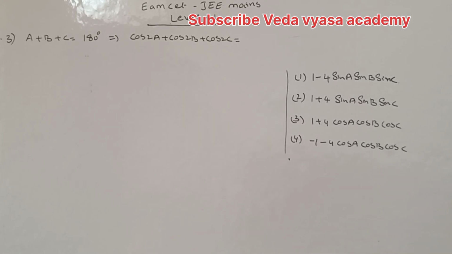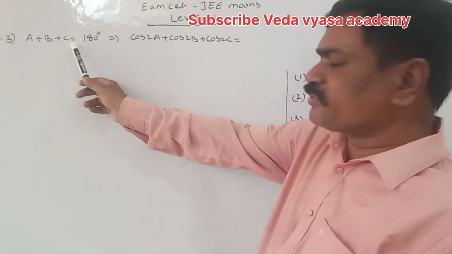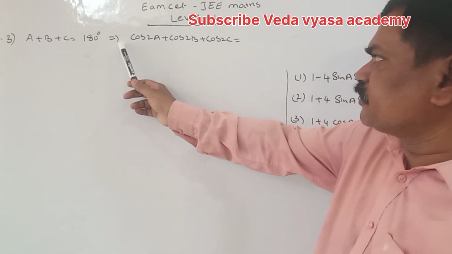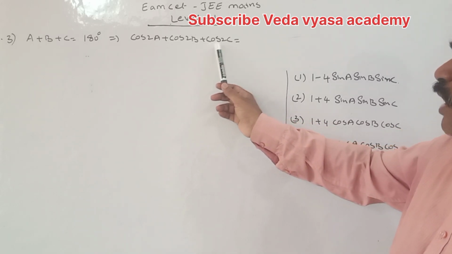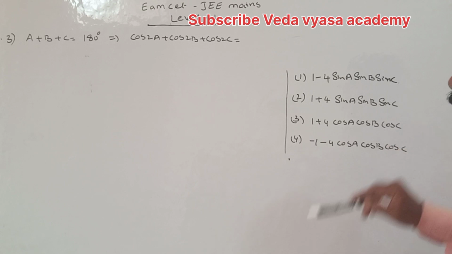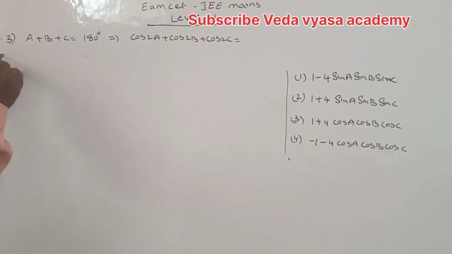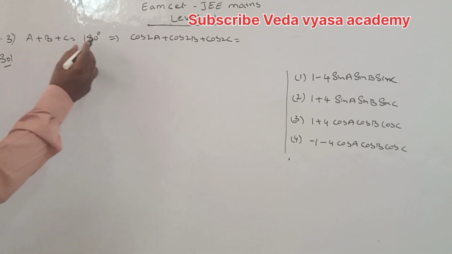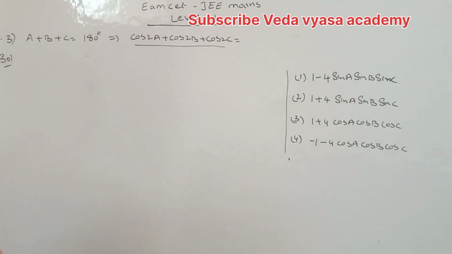Dear viewers, we have the problem: a plus b plus c is equal to 180 degrees implies cos 2a plus cos 2b plus cos 2c is equal to. The options are given. So here, what is given? A plus b plus c is equal to 180 degrees.